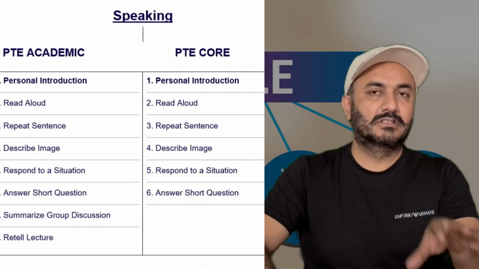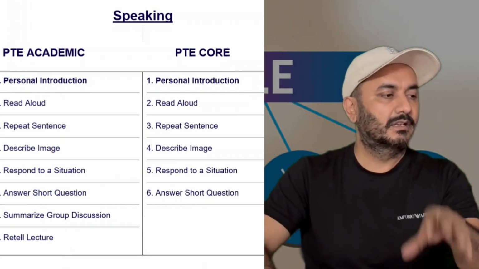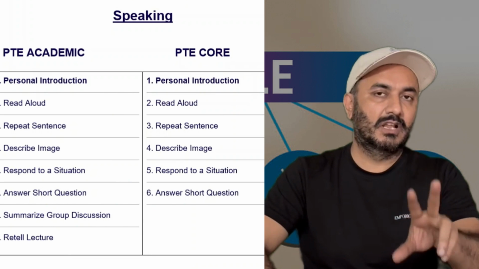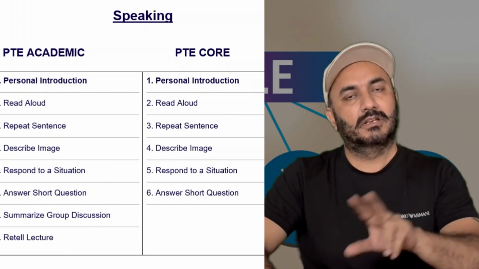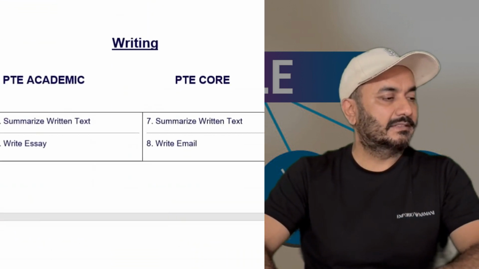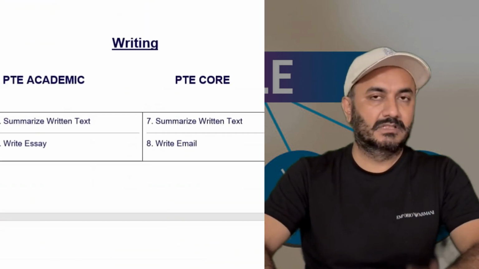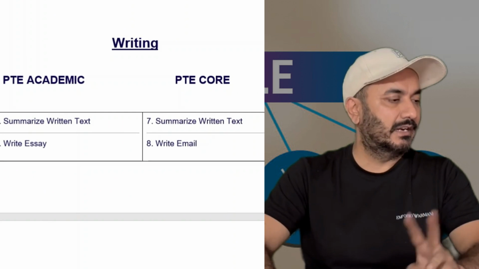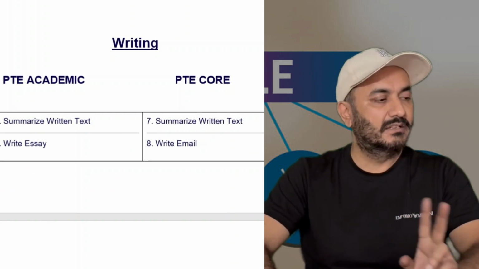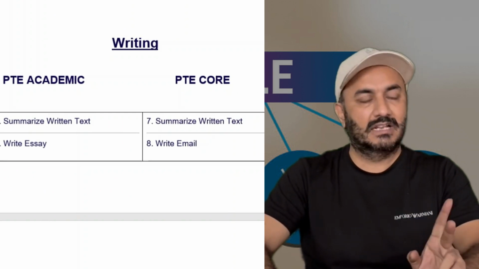These are the questions you will find in speaking, and only 2 questions will appear in academic, which will not appear in core. Next, there is writing. There are 2 types of questions you will find in writing. One is summarize written text and another one is write essay.